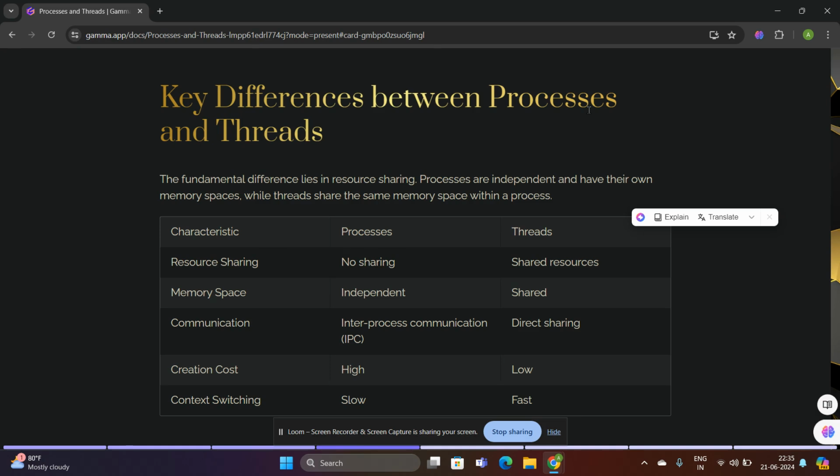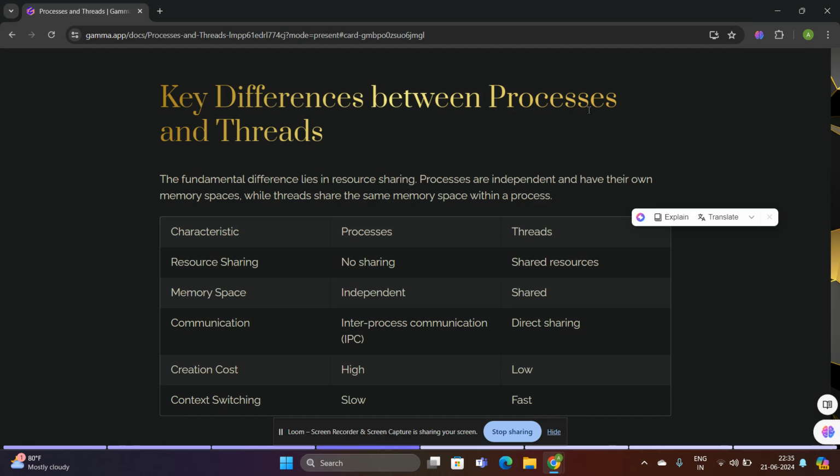And communication between the processes is complex. There will be what is called inter-process communication, but it will be a bit more complicated compared to threads, because threads have direct sharing.